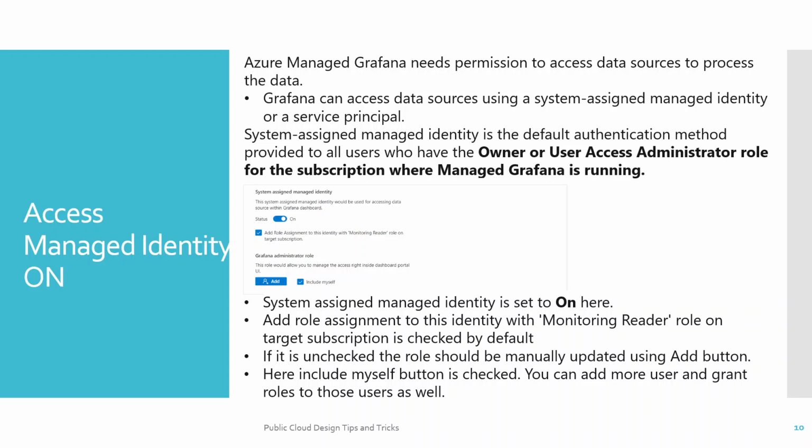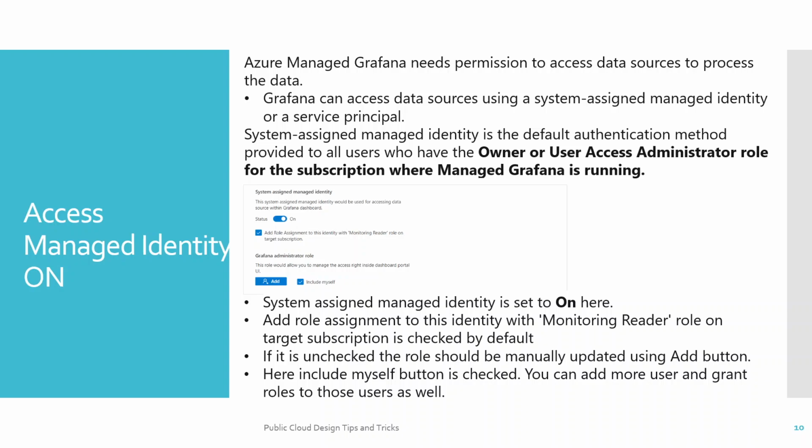Basically, that is where you can use the system managed identity to connect to different destination systems from managed Grafana, and you can get it from this particular section of managed Grafana where you have deployed your Grafana. Okay, so in the identity section, system assigned managed identity is set to on here. If you see here, there is a checkbox, and that is on. And the role assignment to this identity with monitoring reader role on target subscription is checked by default.